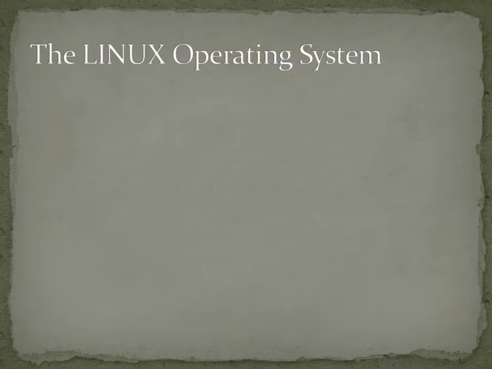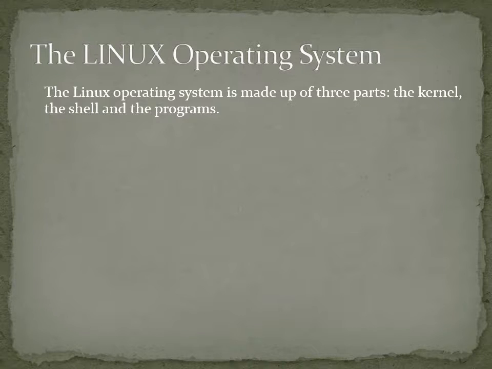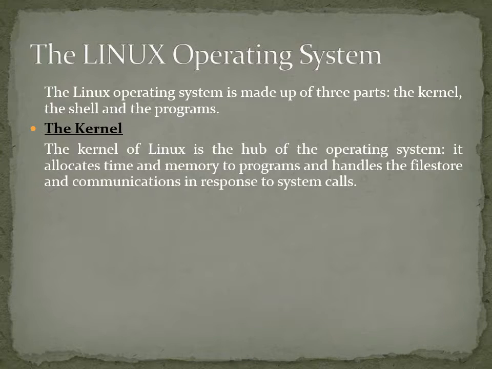The Linux operating system. The Linux operating system is made up of three parts: the kernel, the shell, and the programs. The kernel. The kernel of Linux is the hub of the operating system. It allocates time and memory to programs and handles the file store and communications in response to system calls.